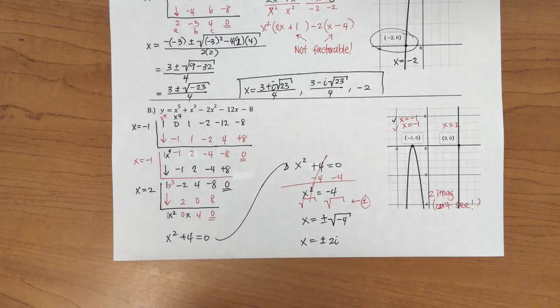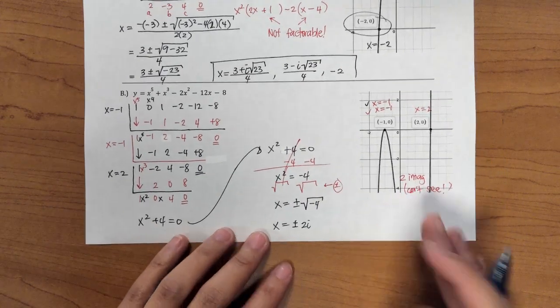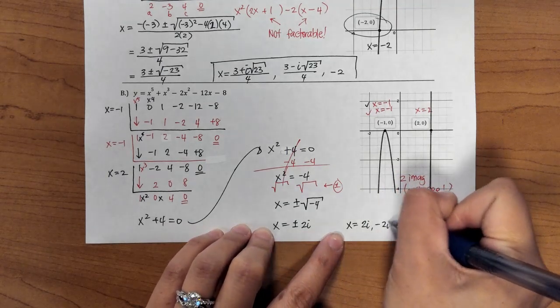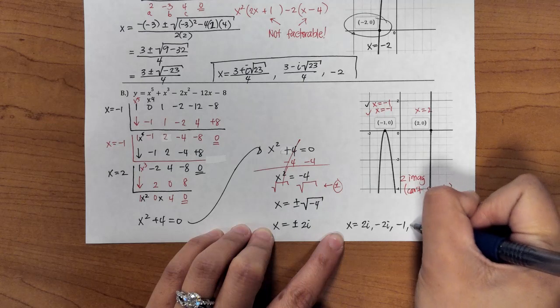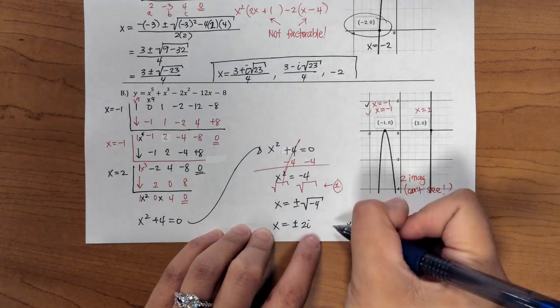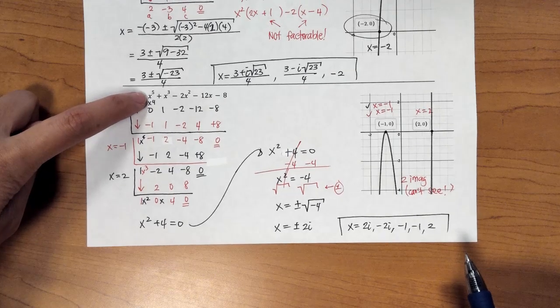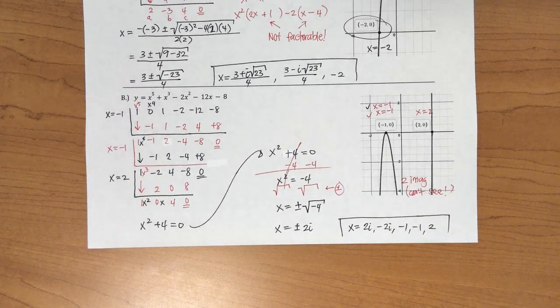So where are all of my solutions here? Let's list them out. I know I have x equals 2i, negative 2i, negative 1, and 2. Those are my 5 solutions for my, we call it quintic function. That concludes our lesson for today.